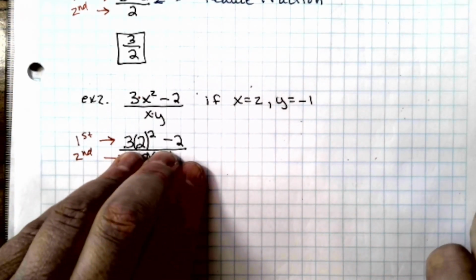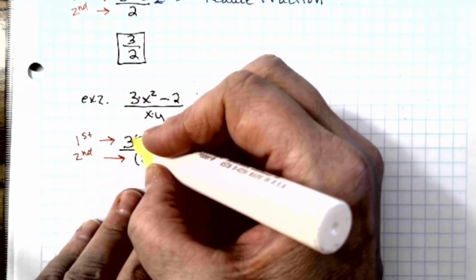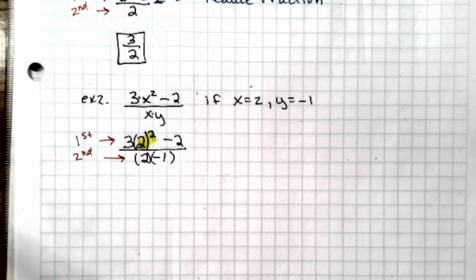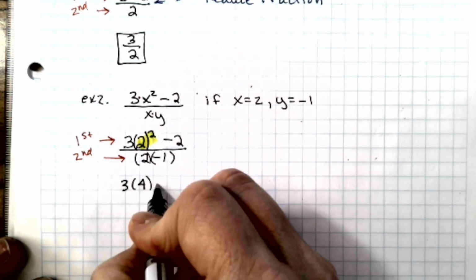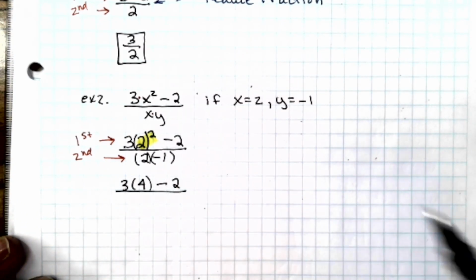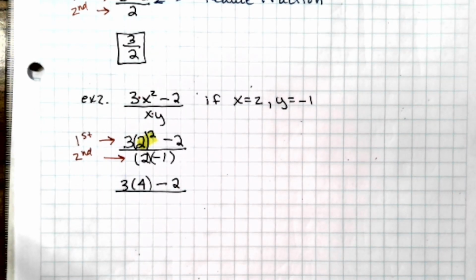We're already in the grouping symbol. So after grouping symbols come exponents. So we're going to do the 2 squared. 2 squared is 4. So now I have 3 times 4 minus 2. Now you can bounce between the top and the bottom, but that tends to cause more mistakes. I usually do the top until it's done and then do the bottom until it's done.